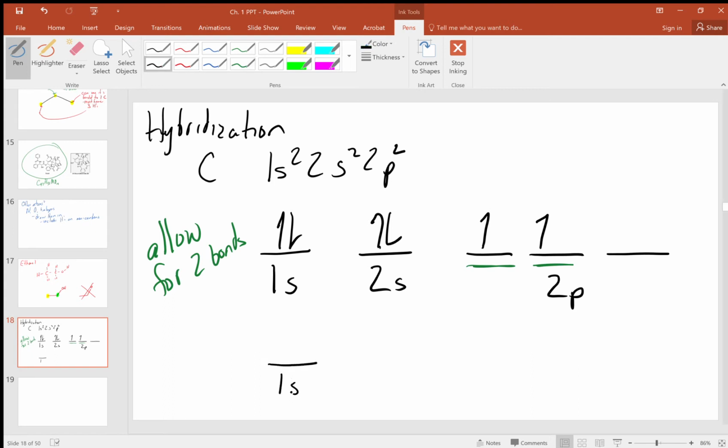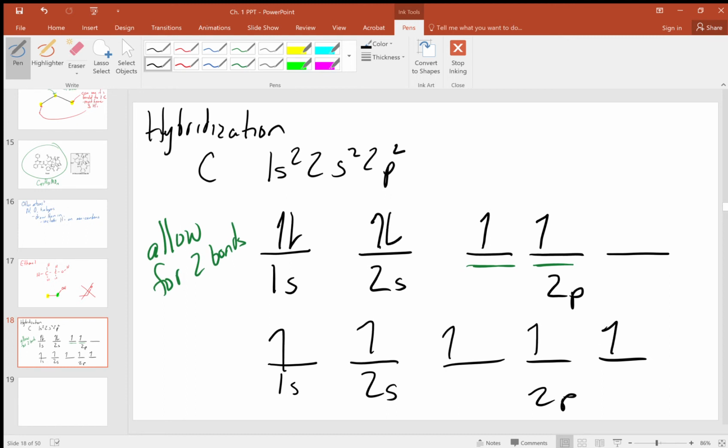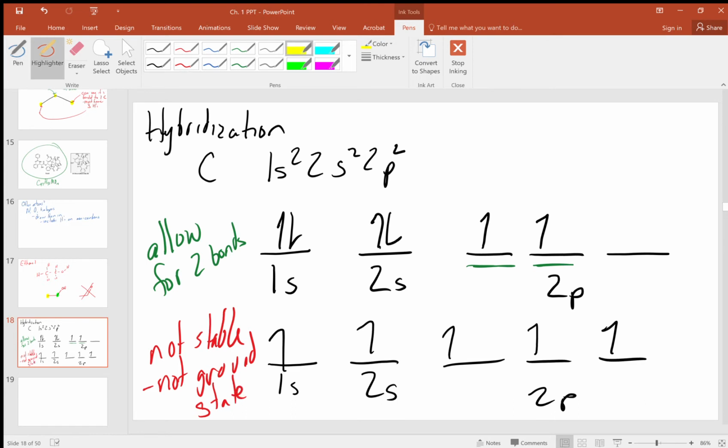So what if we went to 4 unpaired electrons? It would look something like that. The problem here is this is not stable. Why not? Well, it's not the ground state. This is an excited state. Because in order to get here, we had to take one of these lower energy 2s electrons and promote it to a 2p, a higher energy state.